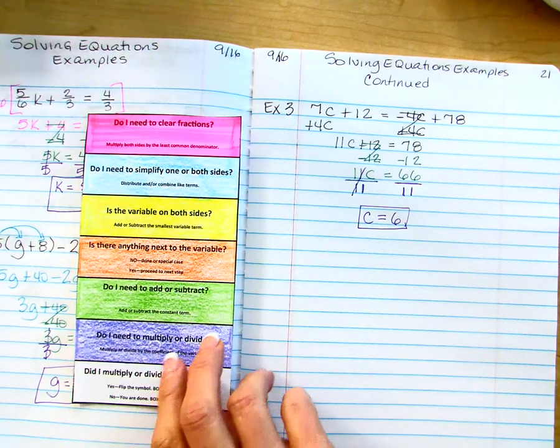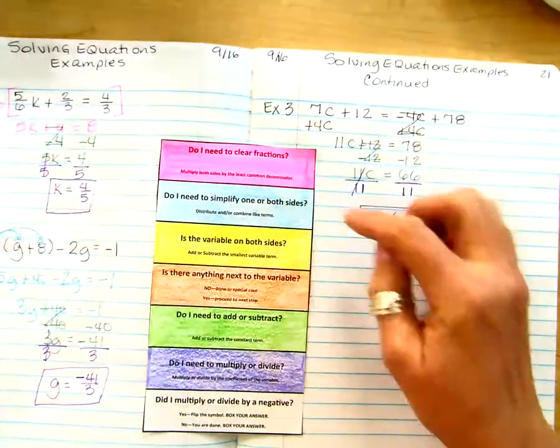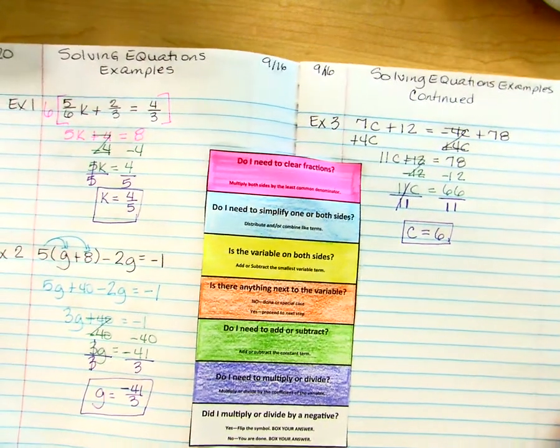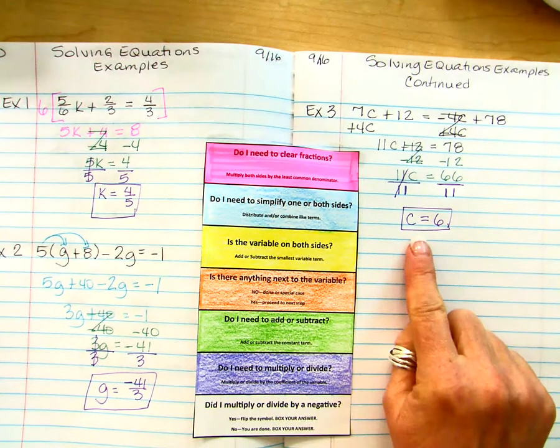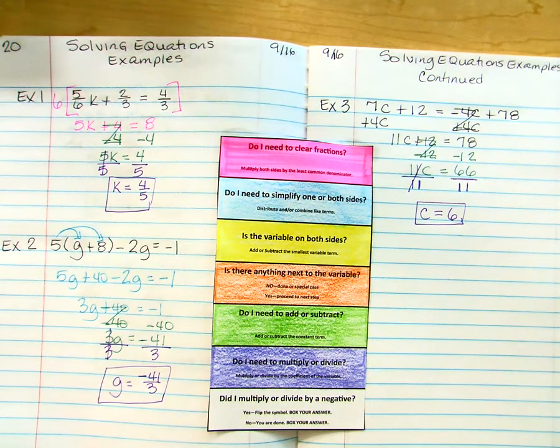So here we have 3 examples in which we don't have to use every single process that we have, but we do need to look at all of them to make sure that we end up with the variable alone on one side and all the numbers on the other side. So this has been 3 more examples of solving equations.